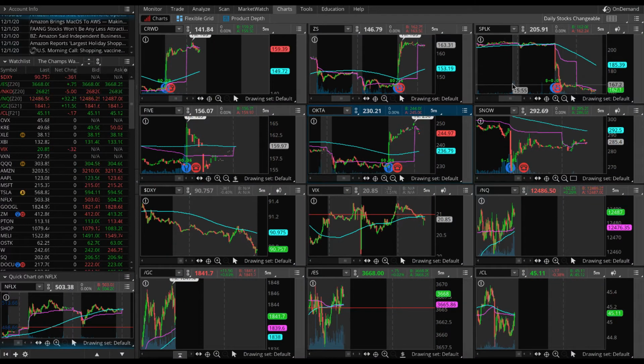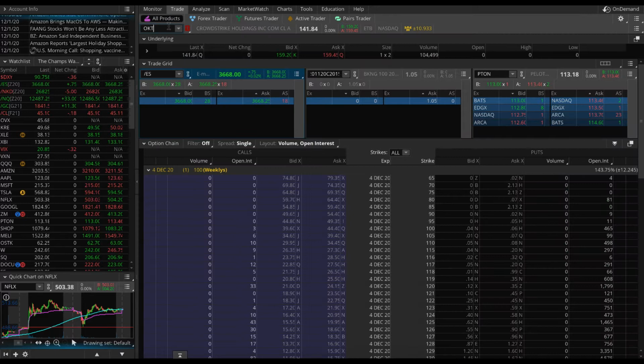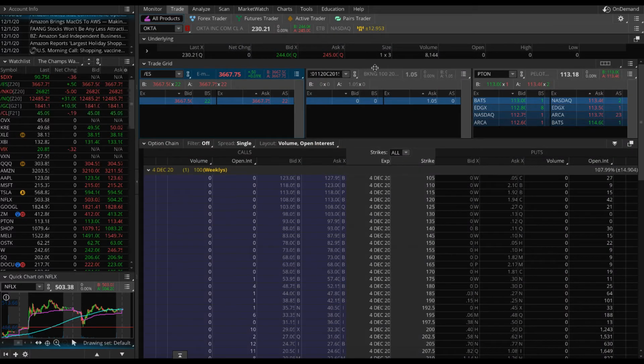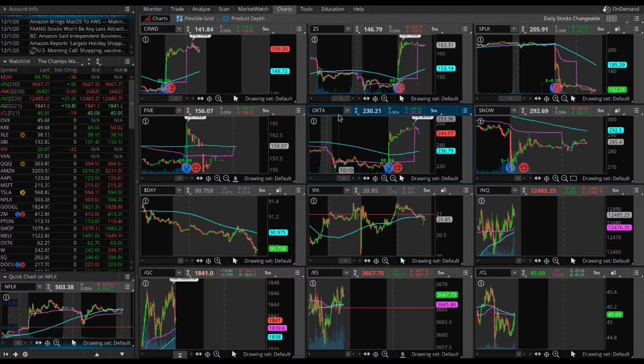Okay, now getting into how we are going to trade these, take a look at OKTA. Okay, so this thing is up huge, right? But on 8,000 volume. Guys, look at that. It's up 14 points on 8,000 volume. Super, super weak volume. Not a convincing move to the upside.